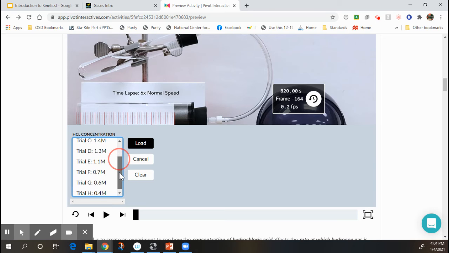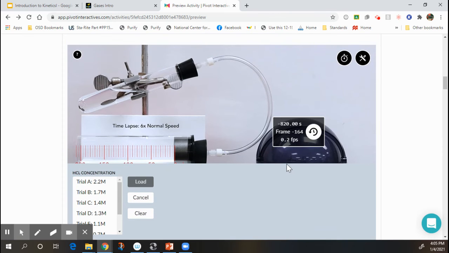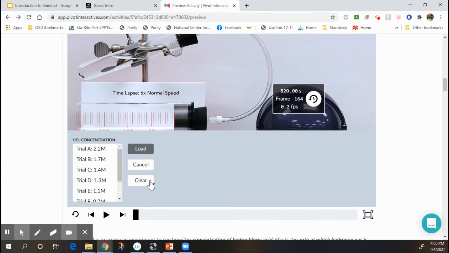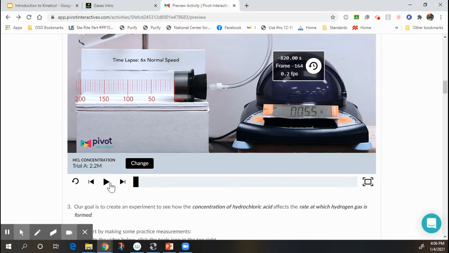So to show you how this works, I am going to first show you that you have a variety of different trials with different concentrations. The first one we are going to do is 2.2 moles per liter. We're going to load that one up. And then the first thing you want to do when you do this simulation is hit play and move that plunger inside the syringe to 5 milliliters.